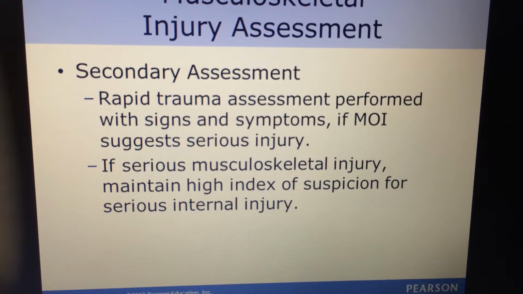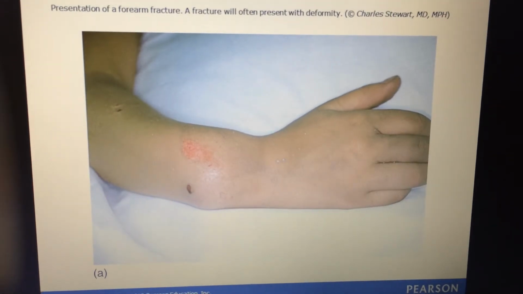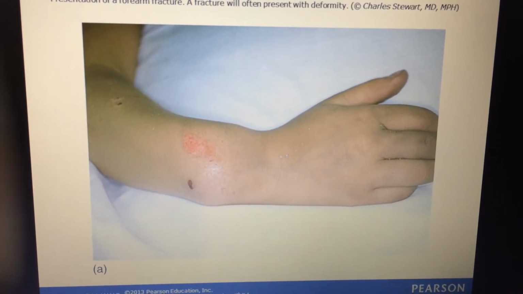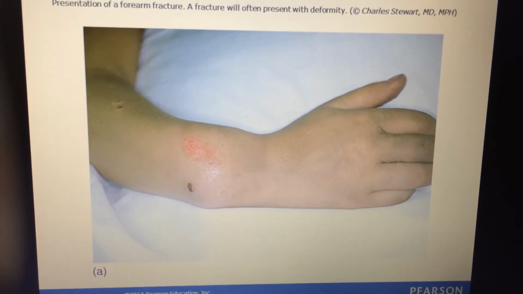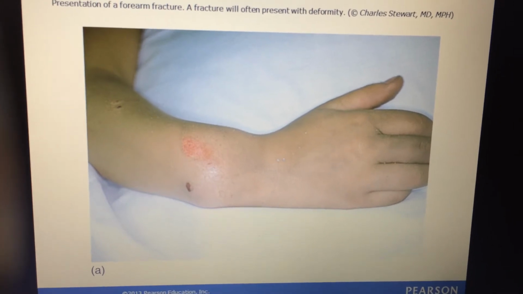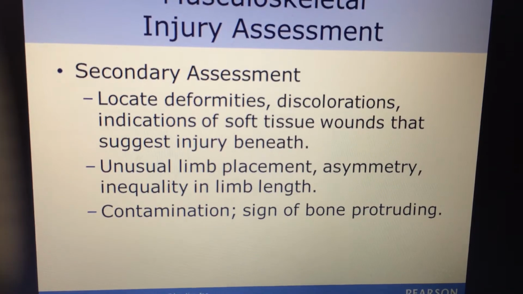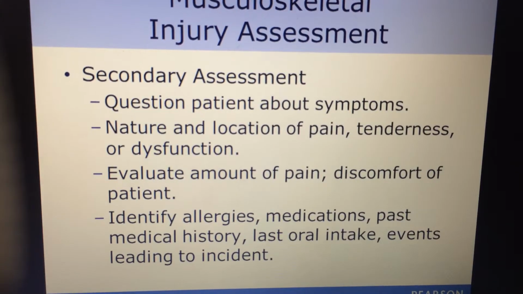Know your secondary assessments on there. Again, this being a fracture site, we splint in place, not trying to reduce this fracture at all. And if that is indeed a cut there, then we would cover the wound and then splint in place. Not going to go over the 6 Ps.